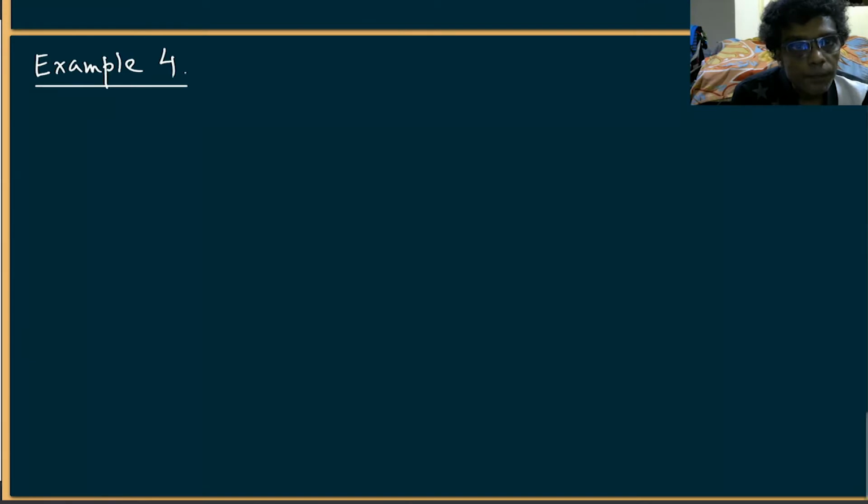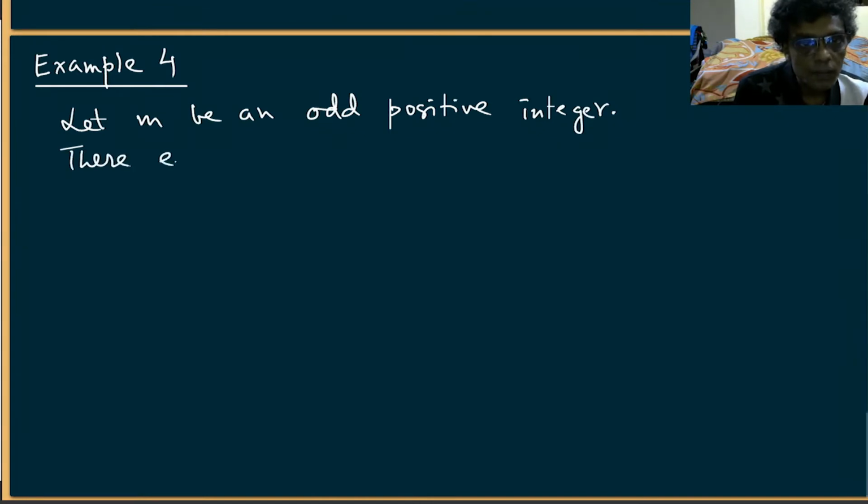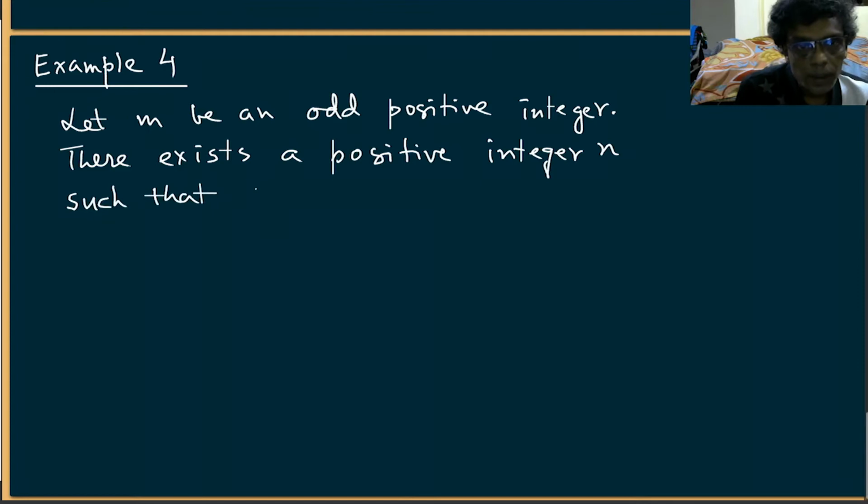Okay, there are many other interesting examples. I take this one, example 4. So let m be an odd positive integer, then there exists a positive integer n such that m divides 2 power n minus 1.